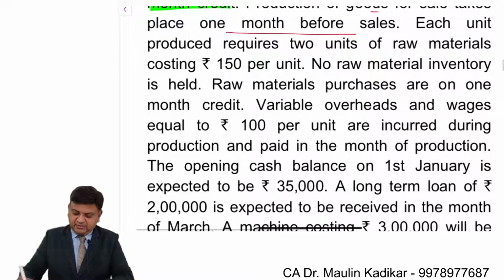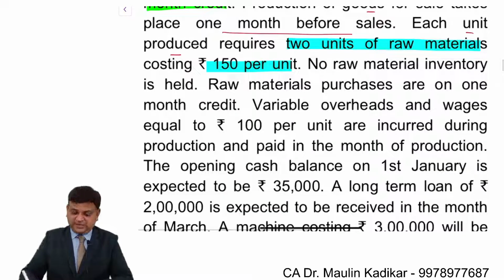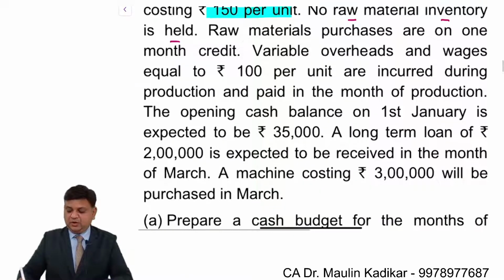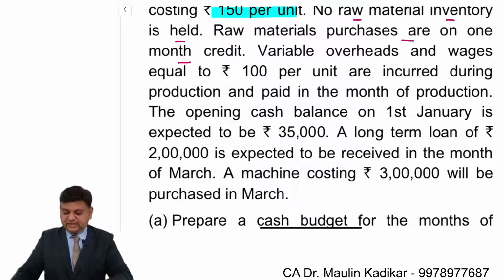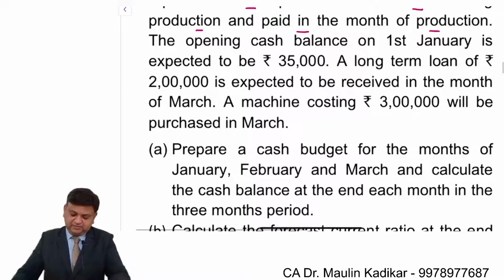Each unit produced requires 2 units of raw material costing an amount of 150 rupees each. No raw material inventory is held. Raw material purchases are on 1 month credit, means average payment period is 1 month. Variable overhead and the wages equal to 100 rupees per unit are incurred during production and paid in the month of production. So immediately it is paid, there is no outstanding.